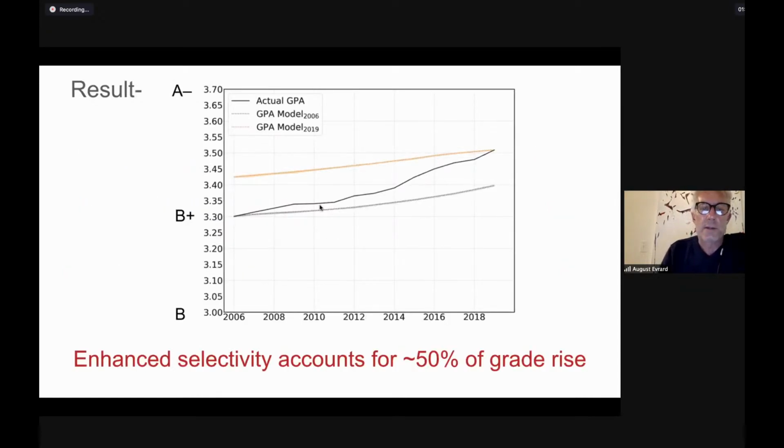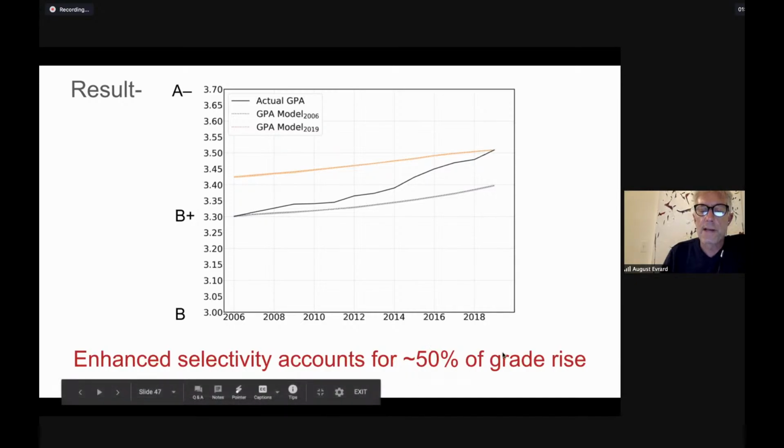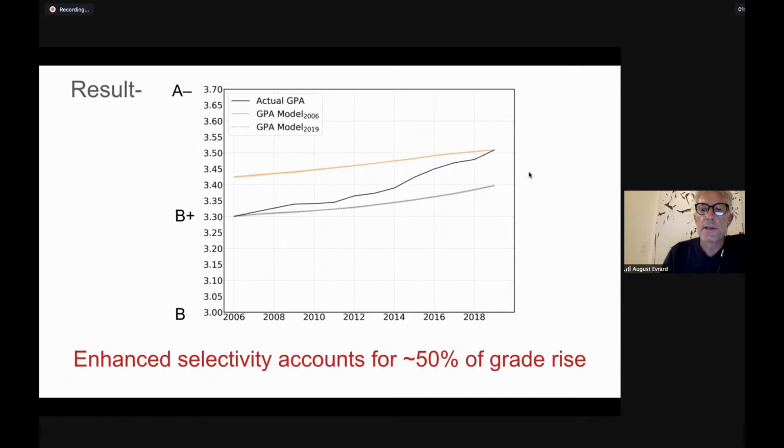And so here's the answer. The actual grade rise as a function of year is this black line. And it goes up a little over 0.2 in 13 years. And our model running forward is shown by this gray line. You see that it rises about 0.1. So we would argue that about half of the rise in grades on campus is due to just increased selectivity.